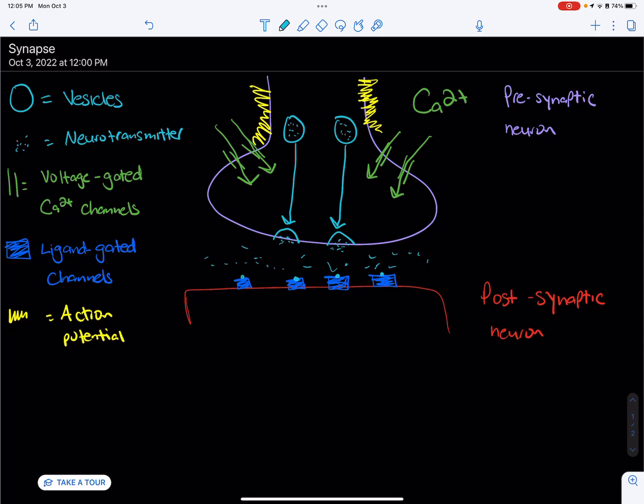Now, those blue receptors are ligand-gated channels, and they're going to be gated to a specific ion. When that happens, you put the key, which is the neurotransmitter, into the door, and those channels will open up, and then an ion will either leave the cell or enter the cell based on its gradient, and that will cause something further down the line.